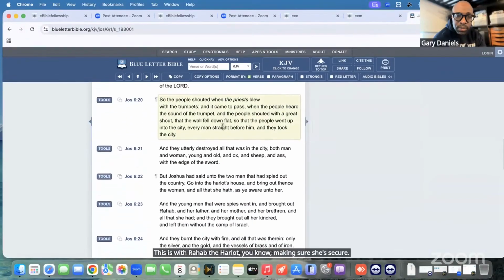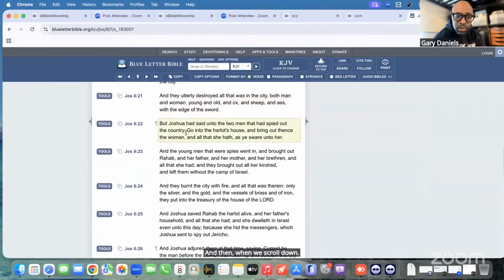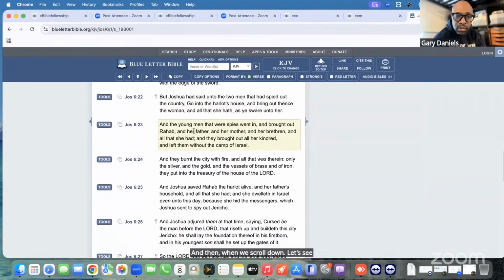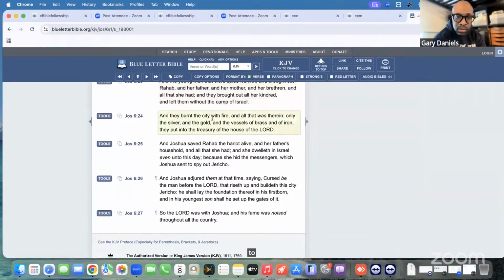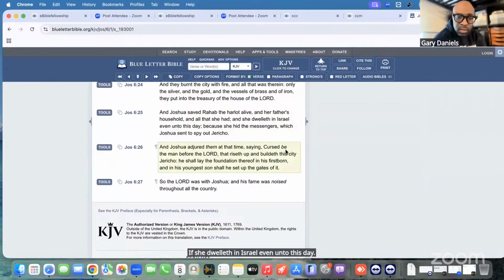And then when we scroll down, this talks about the spies that went in to secure her. Okay, so the city was burnt with fire, and Joshua saved Rahab the harlot alive in her father's house, and she dwelleth in Israel even unto this day. And then Joshua says, Cursed be the man before Jehovah that riseth up and buildeth this city Jericho.